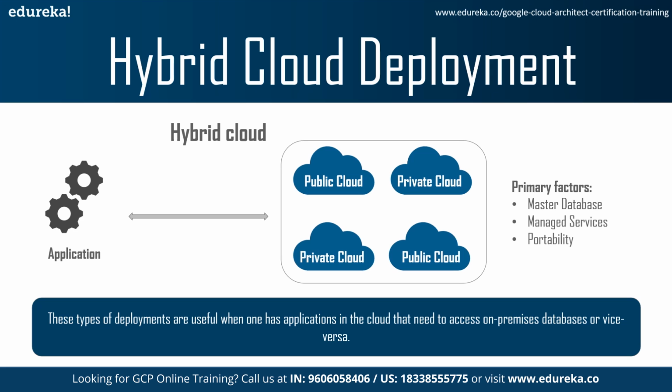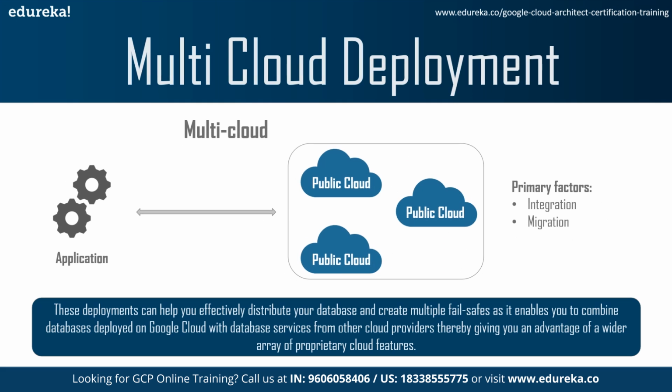Third is portability. So based on the type of data store you choose, the portability of your data is affected too. To ensure reliable and consistent transfer of data, you need to consider a cross-platform store such as MySQL. So the third kind of deployment is multi-cloud deployment. These types of deployments can help you effectively distribute your database and create multiple fail-safes, as it enables you to combine databases deployed on Google Cloud with database services from other cloud providers, thereby giving you an advantage of a wider array of proprietary cloud features.